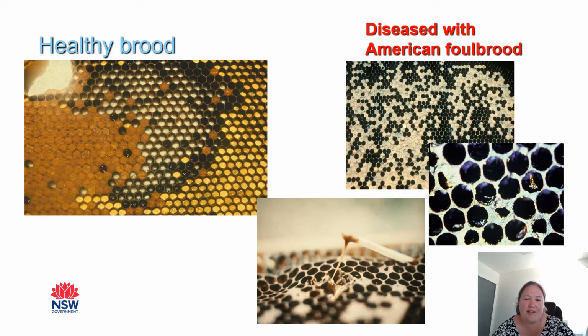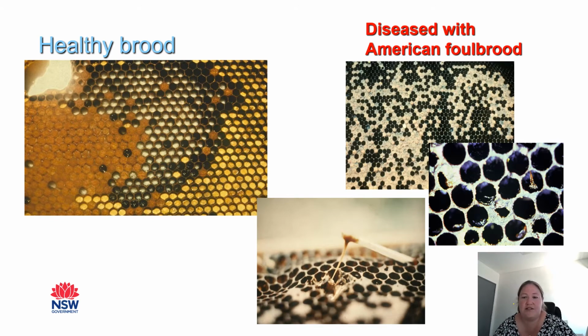Here we have examples of healthy brood on the left and diseased brood comb on the right. When you're looking for disease in the comb, you're looking for irregular brood patterns, a mixture of capped and uncapped cells. Individual cells might be sunken, darker in colour, greasy looking. There could be perforations in the caps as well.